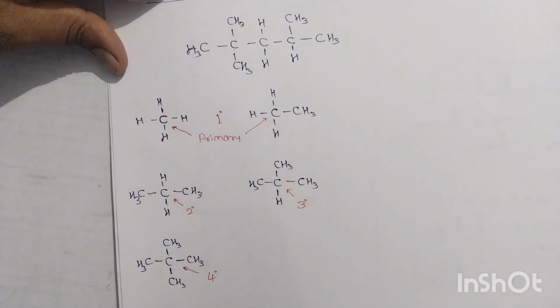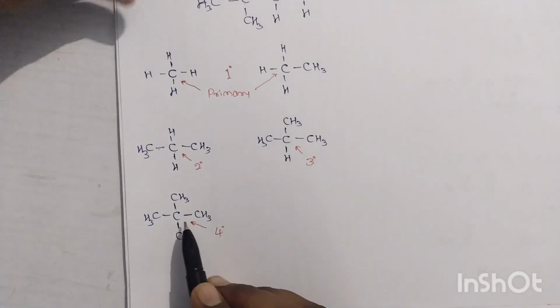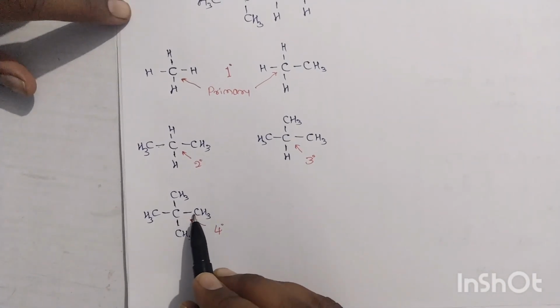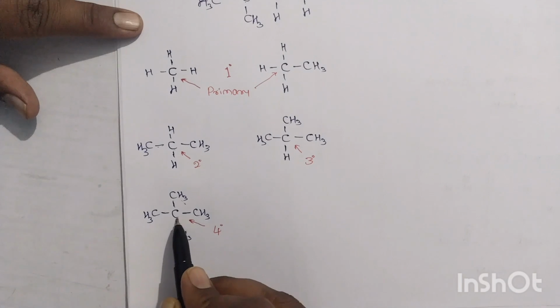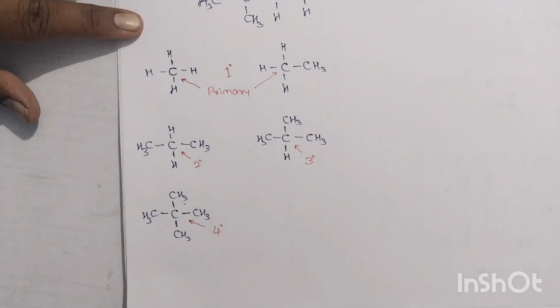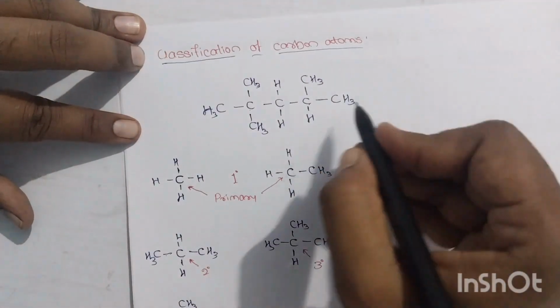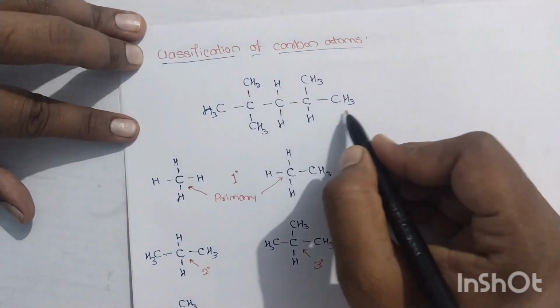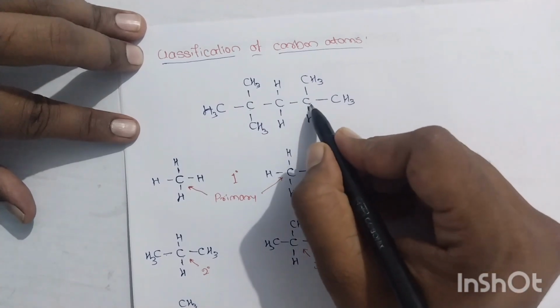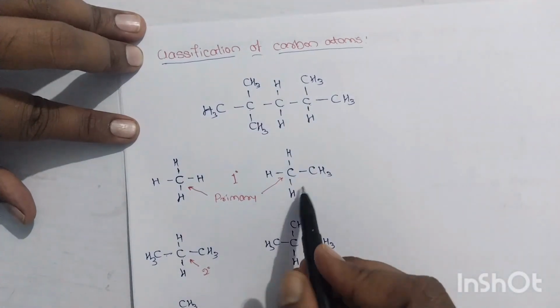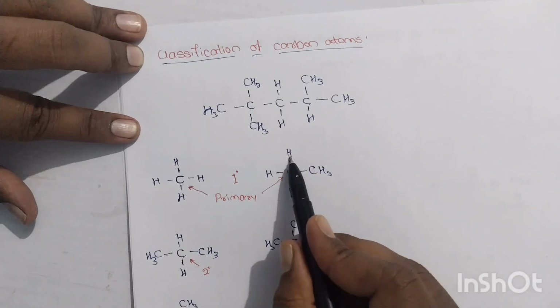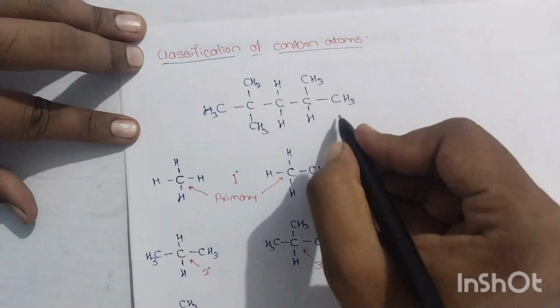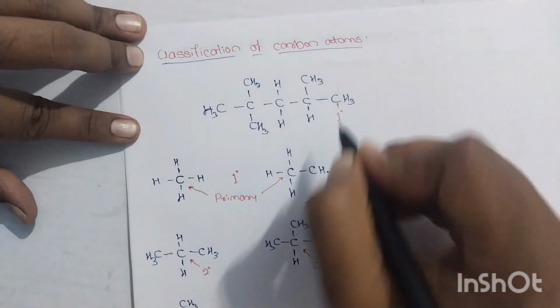If the carbon is attached to 4 carbon atoms, this middle carbon is attached to 4 carbon atoms, then this carbon is called a quaternary carbon atom. So like this, you can classify these compounds. Here you can see that there is a molecule. What about this? This carbon is having 3 hydrogens and 1 bond with this carbon, so this carbon is attached to 1 carbon and 3 hydrogens, so this is also the same, so this is a primary carbon atom.